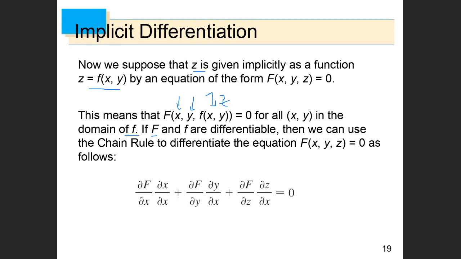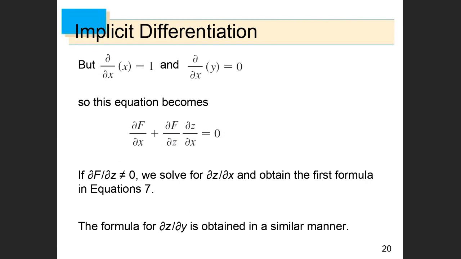So if capital F and small f are differentiable, we can use the chain rule to differentiate the equation capital F of x, y, z equals 0 as follows. We write the first partial derivative of capital F with respect to x, and we decompose it as the sum of these first partial derivatives products. Recall that dx over dx is 1 and dy over dx is 0, so this becomes dF over dx plus dF over dz times dz over dx, which is supposed to be equal to 0. Why? Because we are assuming here that y is not related to x, but in fact z is the variable that is related to x and y.